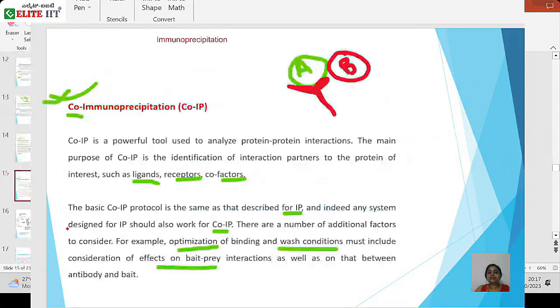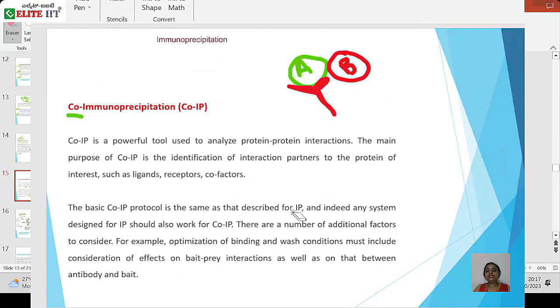Now, second method is co-immunoprecipitation. Co-immunoprecipitation means, from the co you can understand, co means together, right? In this process we understand protein-protein interaction. Whether two proteins are attached together or not, we can check it through the co-immunoprecipitation technique.